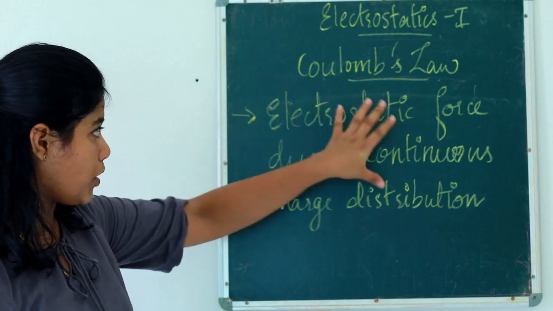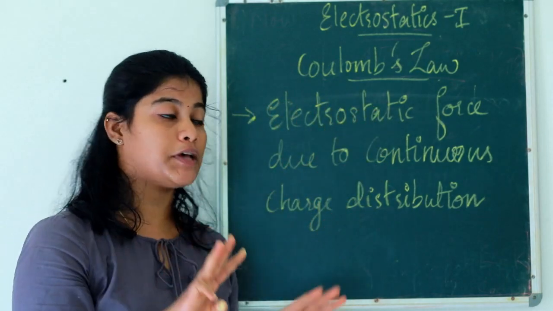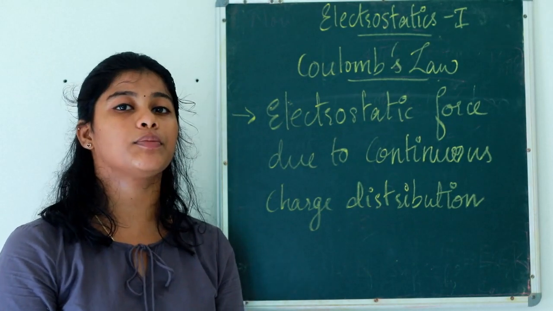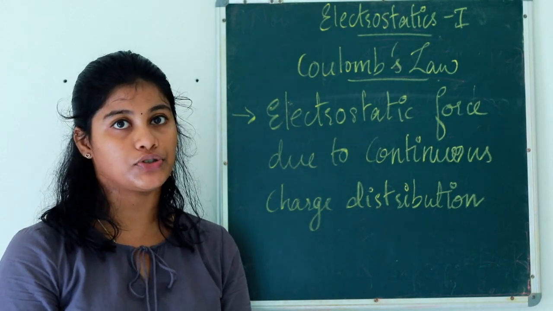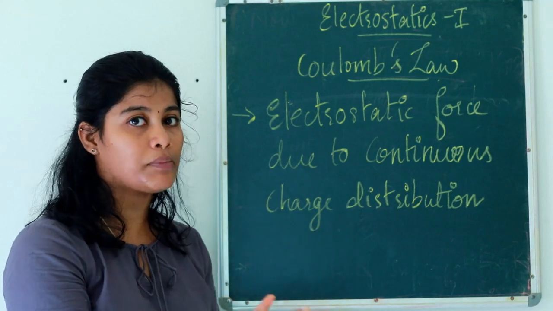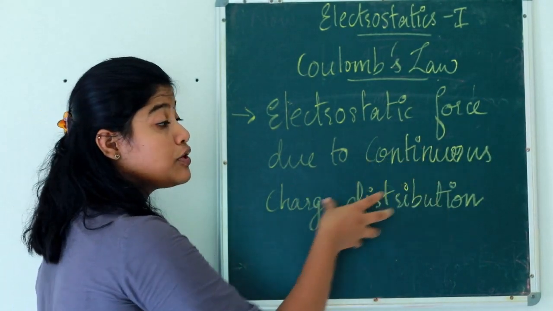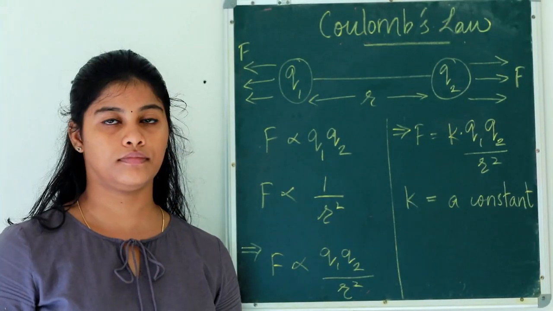Under this subtopic, we are going to learn three subparts, that is linear charge distribution, surface charge distribution and volume charge distribution. These three are considered to be the one-dimensional, two-dimensional and three-dimensional format of continuous charge distributions.